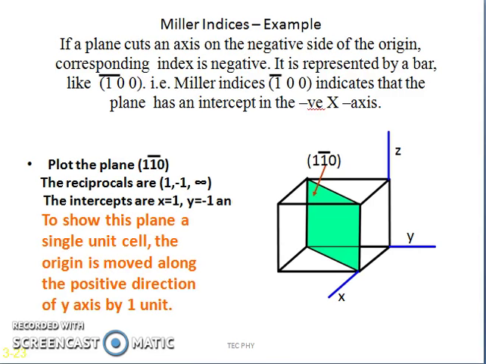If a plane cuts an axis on the negative side of the origin, the corresponding index is negative. It is represented by a bar, like 1 bar. That is, Miller indices (1 bar 0 0) indicate the plane has an intercept on the negative x-axis. For example, plot the plane (1 1 bar 0). First of all, find the reciprocals of these Miller indices. So, the reciprocals are 1, minus 1 and infinity. The intercepts are x equals 1, y equals minus 1 and z equals infinity. To show this plane in a single unit cell, the origin is moved along the positive direction of the y-axis by 1 unit.